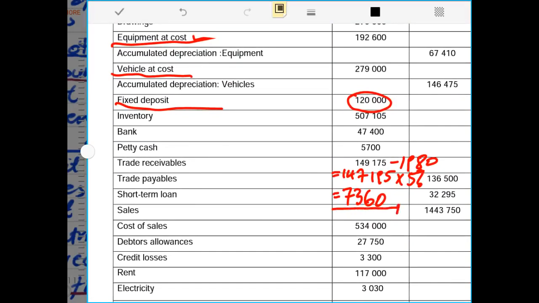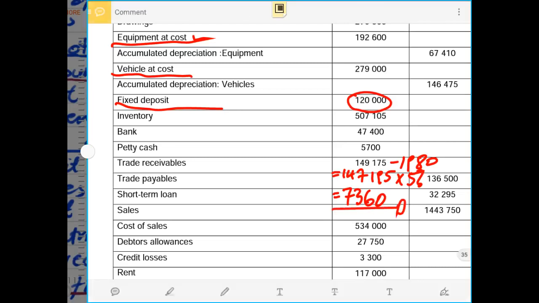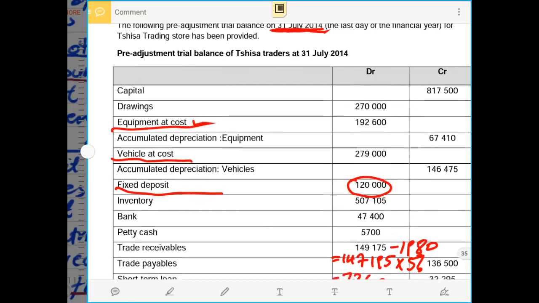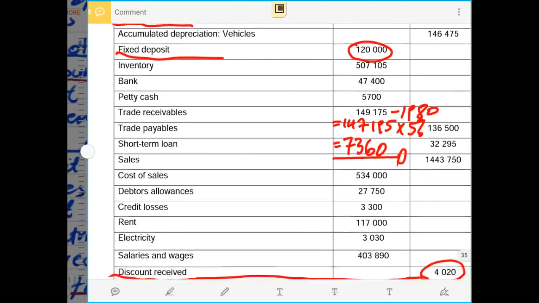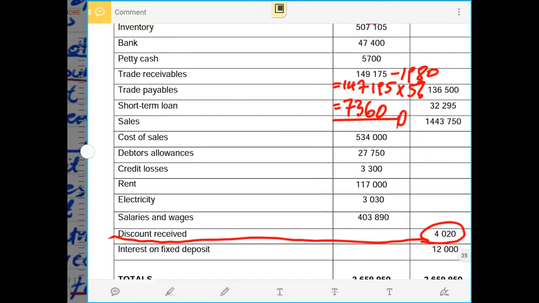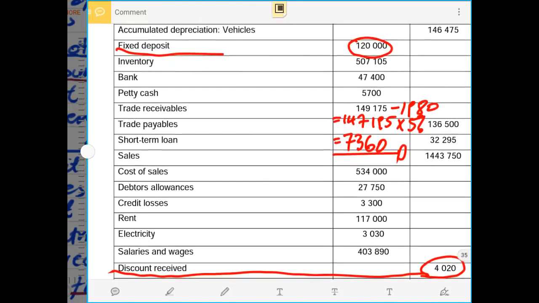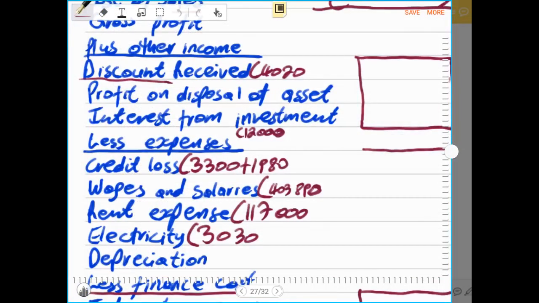So this allowance must be compared with the allowance, if any, in the trial balance. But if you check in your trial balance, there is no allowance for credit losses that was already recorded. It means in this case, the full amount of 7,360 must be recorded in the income statement, and the full amount of 7,360 must be recorded in the statement of financial position, reducing our debtors by 7,360.